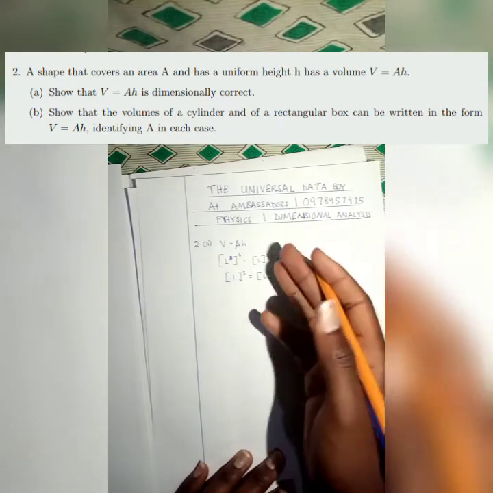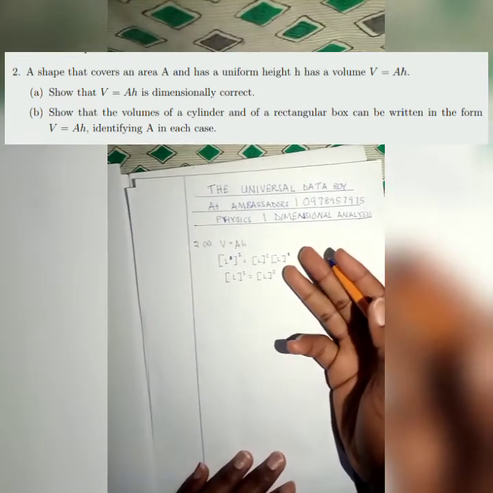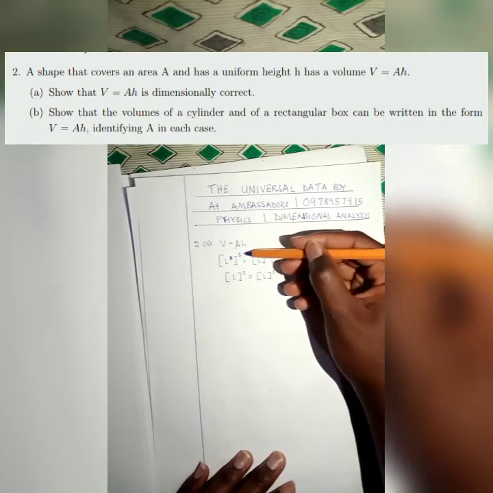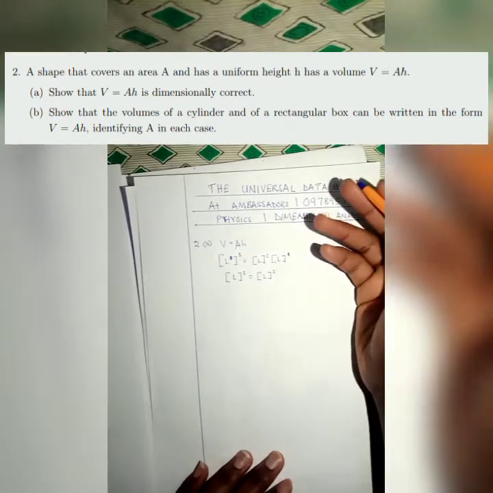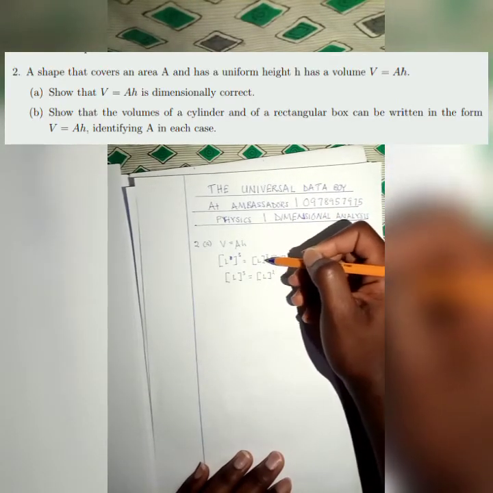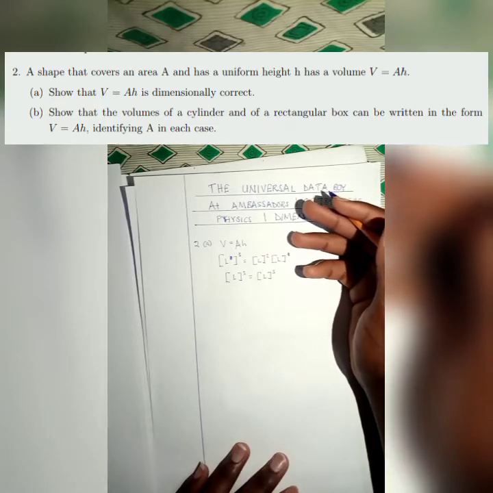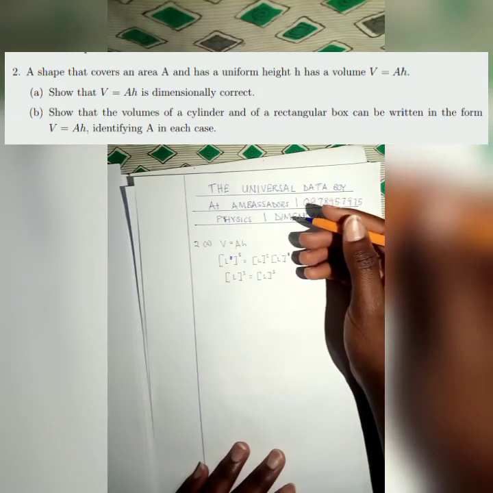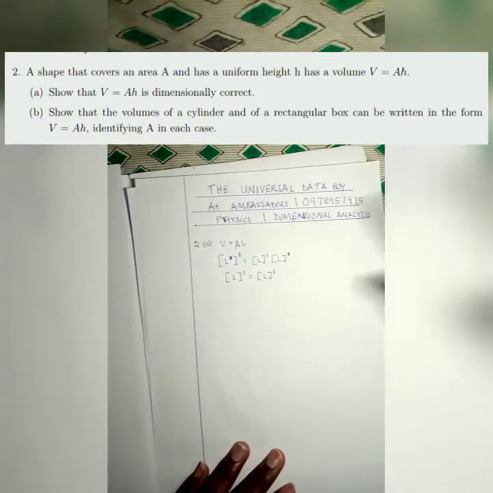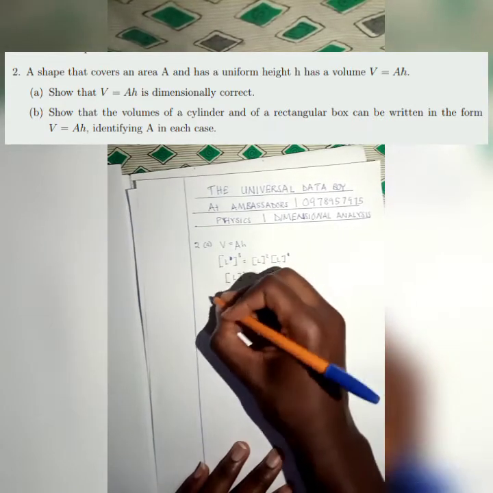This shows that it is dimensionally correct, because what's on this side is equal to what's on the other side. The dimensions of volume are length to the power 3, and we have units like centimeters cubed and meters cubed. The dimensions of area are length to the power 2, like centimeters squared and meters squared. For the dimensions of length, we have length and height, in centimeters and meters. So that's it for A, as simple as that.